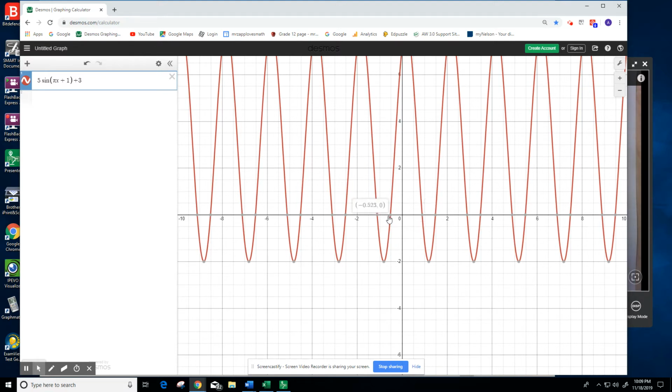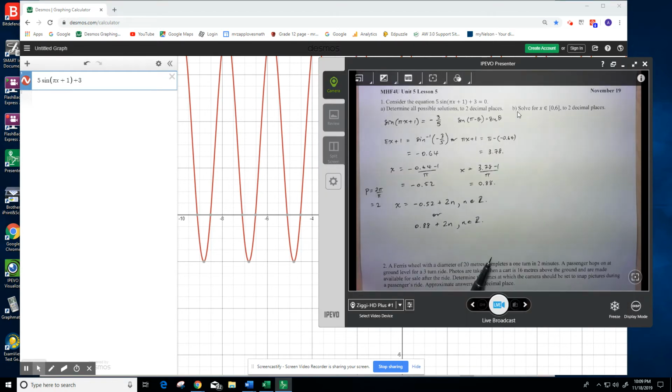And then what did we do? Well, let's see what the period of this function is. It's not 2 pi, but it's 2. So we added 2 to find another answer. And now we're going to add 2 to this one, and we can add another 2. You can just keep adding 2 to find all your answers. So there's my negative 0.52, there's my 0.88. Now let's determine the answers specifically for the range from 0 to 6.